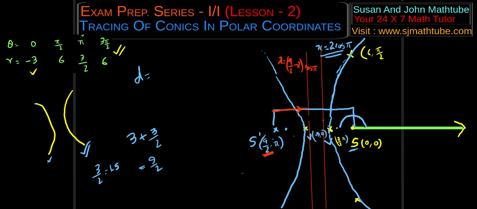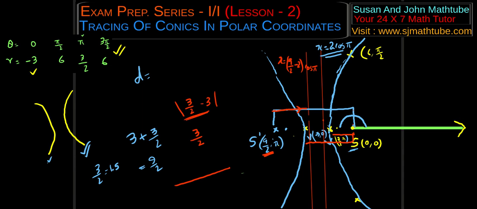Now one more thing is left, that is the center. Center is very easy to find. The center will be the midpoint of the vertices. Look at this. From focus to the first vertex, it is 3 by 2 units, and from focus to the next vertex, it is 3 units. So the difference between them is equal to 3 by 2.